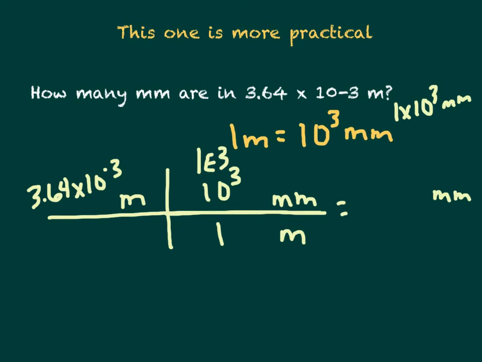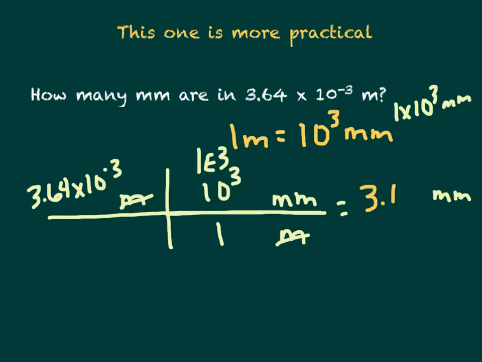And so you just type in everything on top because meters cancel out, millimeters ends up on top, and that's what we want. So 3.64 EE minus 3 times 1E3 divided by 1. So type that in now. And hopefully the answer you got was 3.64. That would be in millimeters.